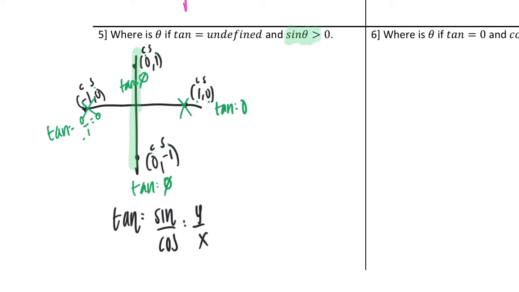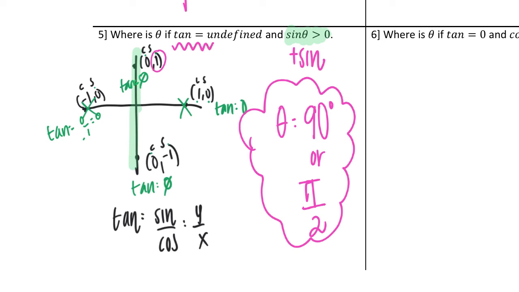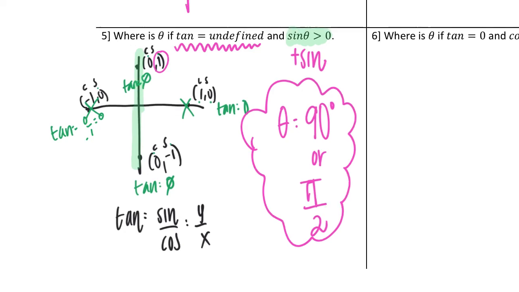But the last piece of information they tell us is that sine is greater than 0. If sine is greater than 0, that means we have a positive sine. At which of these locations is sine positive? Well, that one value. So we should be able to say that theta equals 90 degrees, or pi over 2. It's not in a quadrant there, it's on an axis. Again, that is all because your tangent is undefined. The only place where tangent or cotangent is going to be undefined is on an axis.